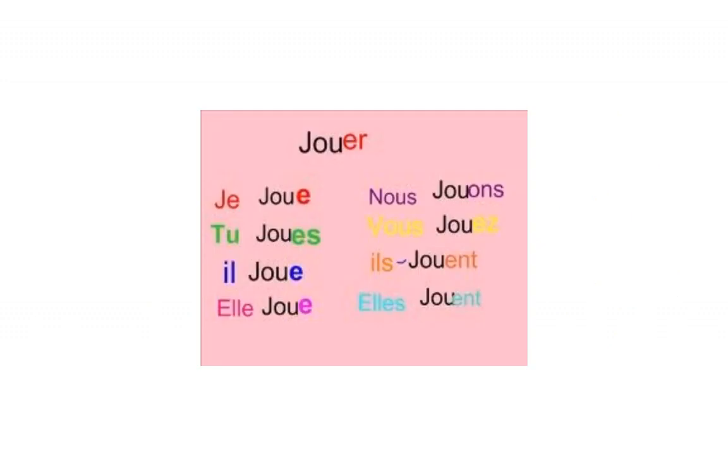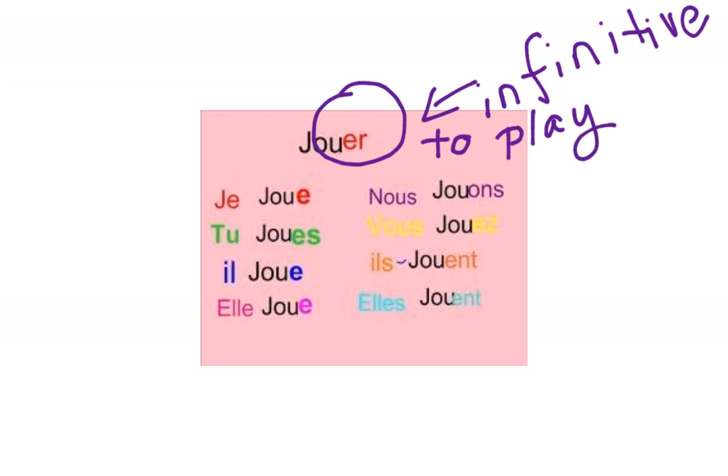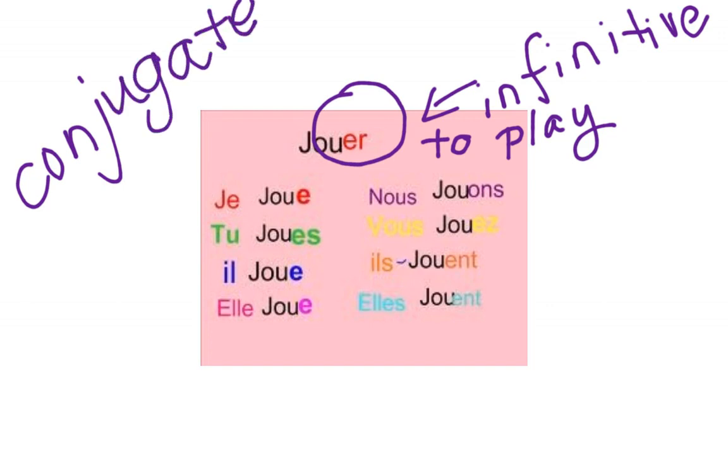So here is an example of an ER verb. We call them ER verbs because, as you can see here, they end in ER. This is the infinitive, and that is the primary form of the verb before it has been changed. In English, an infinitive has "to," and so this would be "to play." Now, when you conjugate a verb, that means you're changing the ending of the verb, or changing the verb in English, to go with a subject. And you can conjugate it in English or in French or any other language.